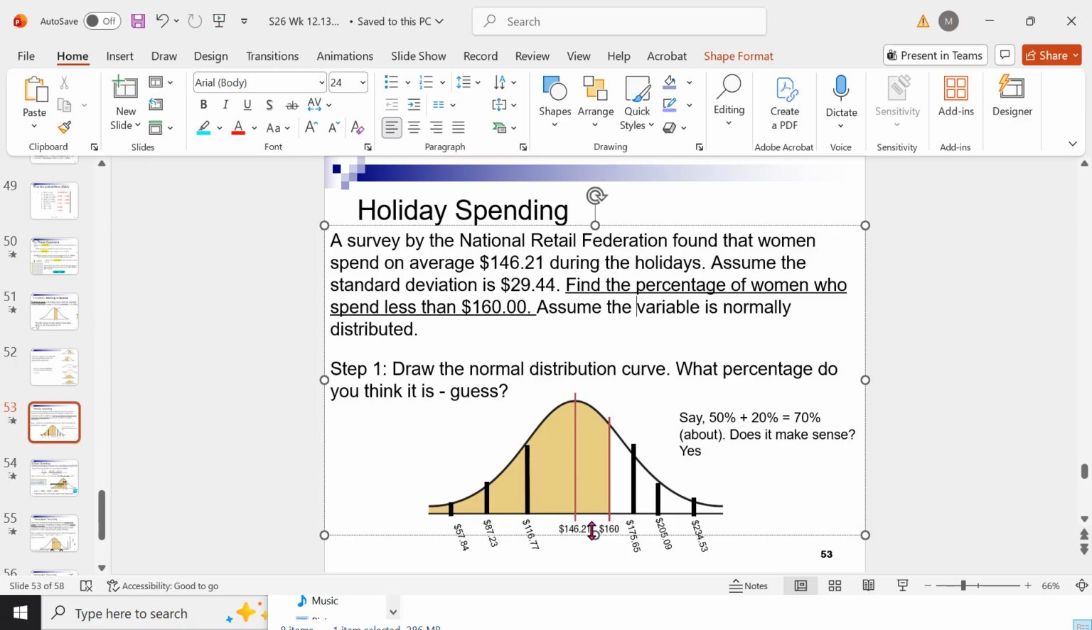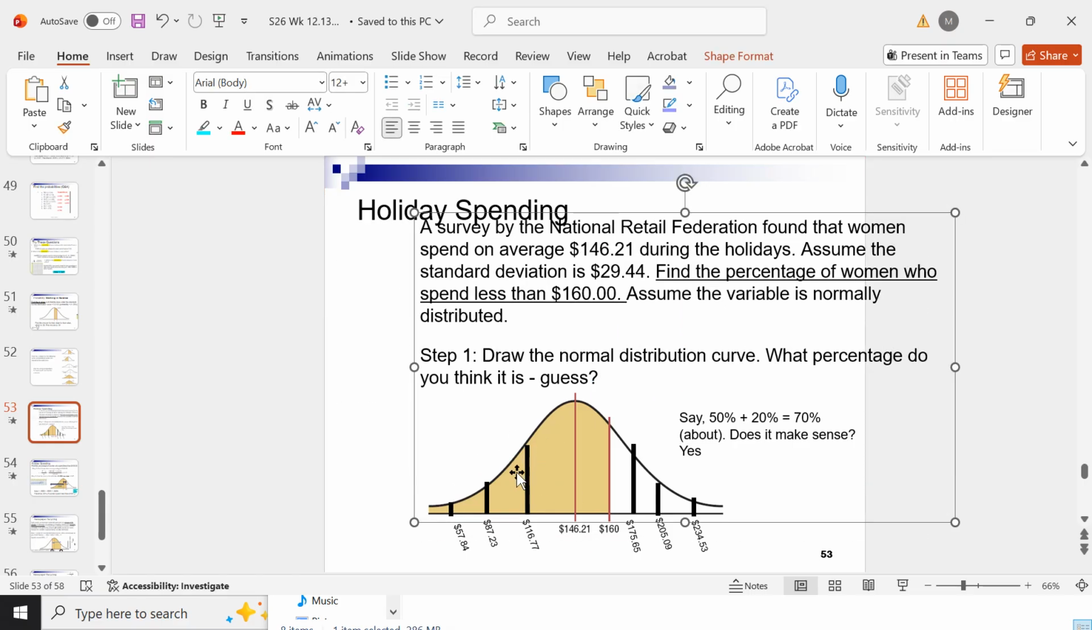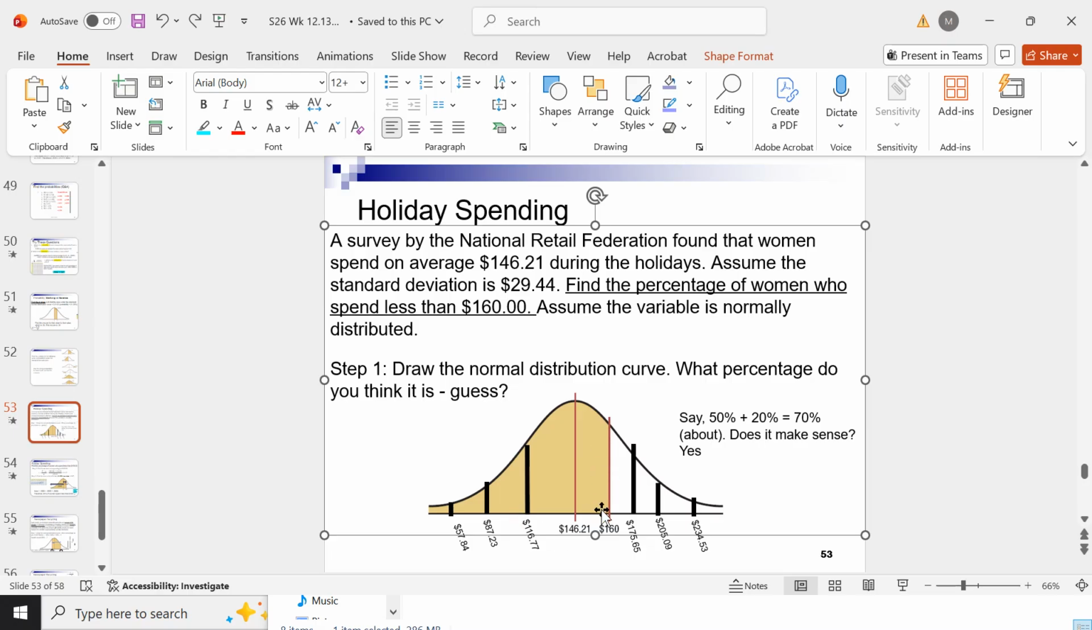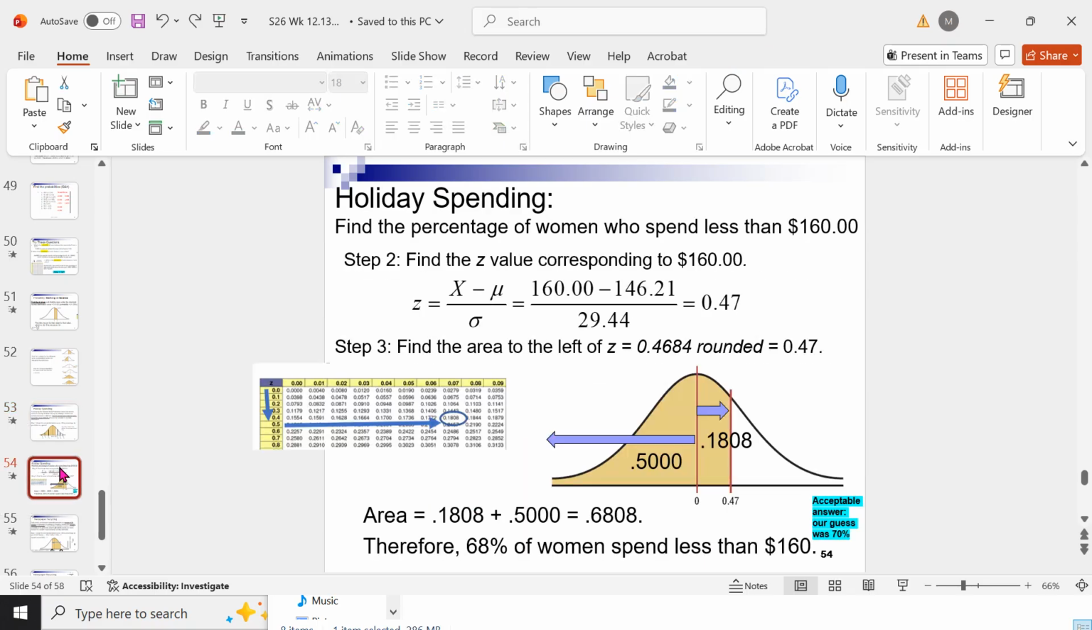So what do you think here? You've got to make a little bit of an educated guess. Well, we know what this side is, right? That's going to be 50%. We're at least 50%. And now, well, there's the first standard deviation, so that's 34. So I don't know, what would you say? It's around 20, give or take. So 50 plus 20. So our answer should be in and around 70% of the women spent less than 160. That's what we're shooting for. That's what's going to make sense. So somewhere around 70. So let's go.